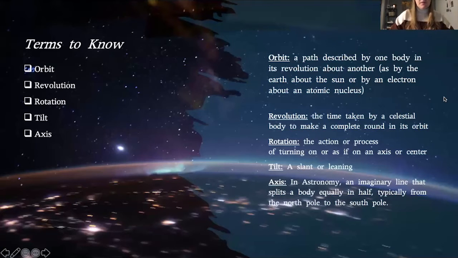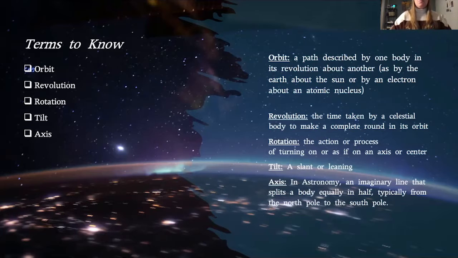So some important things to know. These will also be on your homework, and there'll be a little bit more explanation on that packet about what you'll be doing with these, but these are going to be terms that we'll be using throughout this class. And so I think they are pretty important to know. On the left, I've listed the terms. They are orbit, revolution, rotation, tilt, and axis. And then on the right hand of the slide, you'll see their definitions.